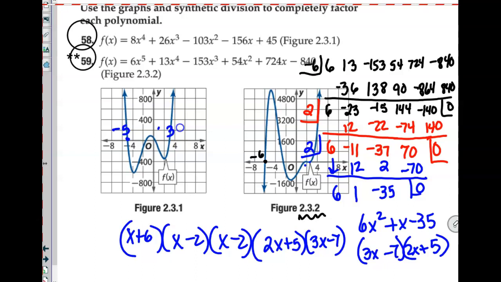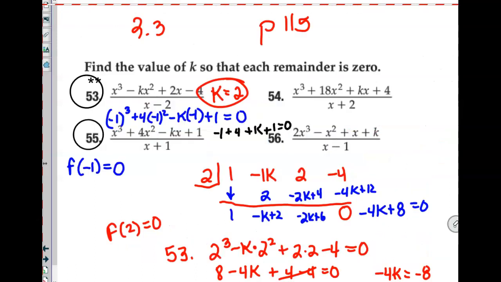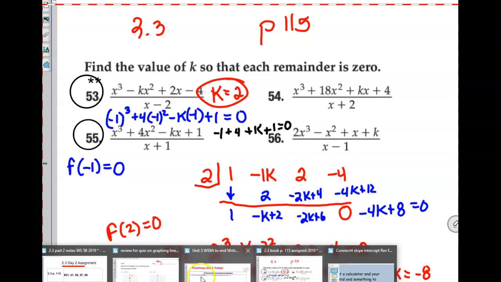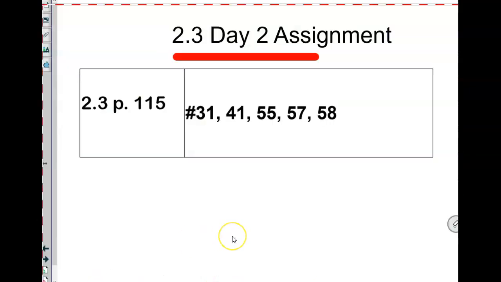Lordy. Okay, that video is long and not good. Oh, no. So tonight you need to finish these problems along with the rest that were assigned on page 115.